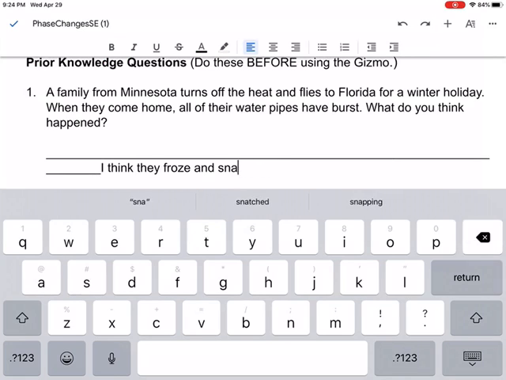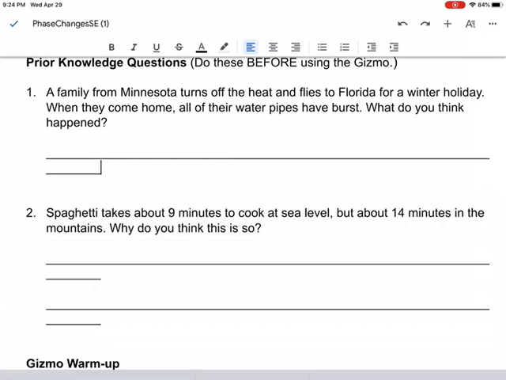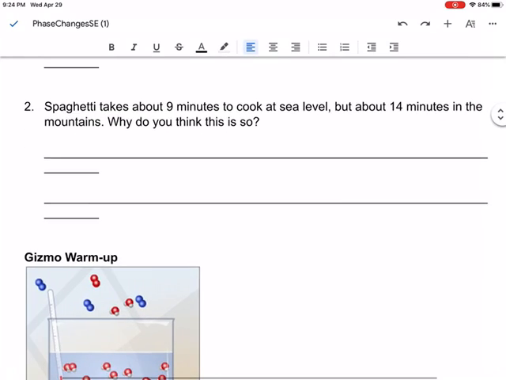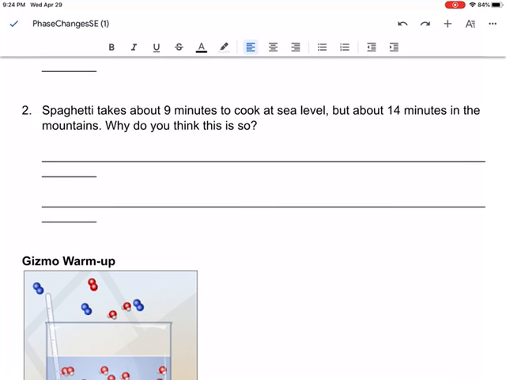That's what I think happened. If you have a different prediction, or maybe you've had your pipes freeze and burst and you know exactly what is happening there, go ahead and answer that. Number 2: Spaghetti takes about 9 minutes to cook at sea level, which is essentially where we live, and about 14 minutes in the mountains. Why do you think this is so?